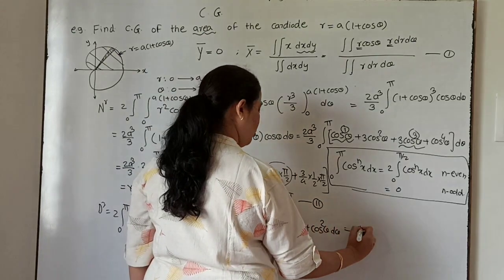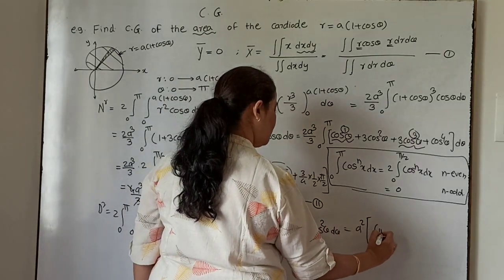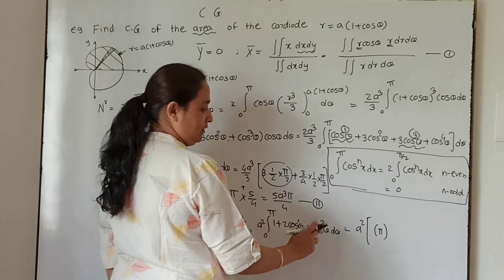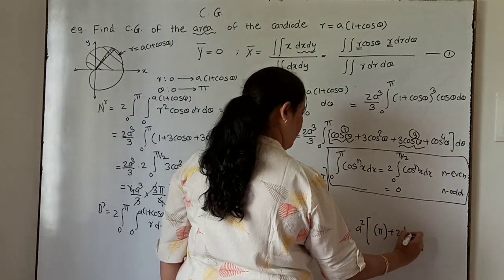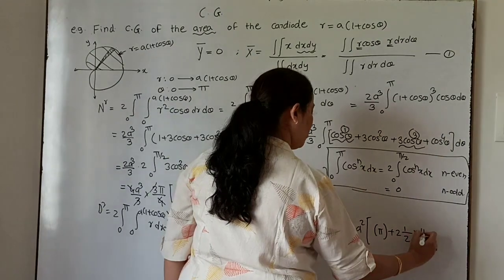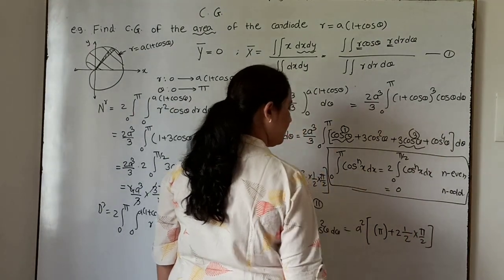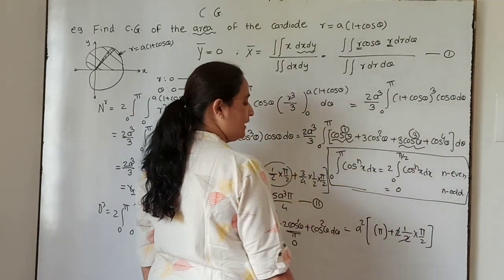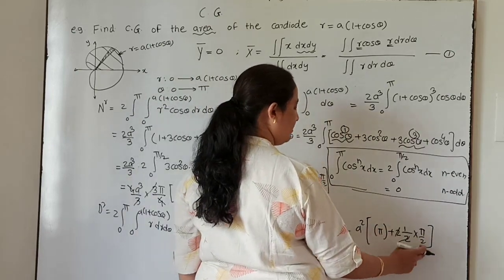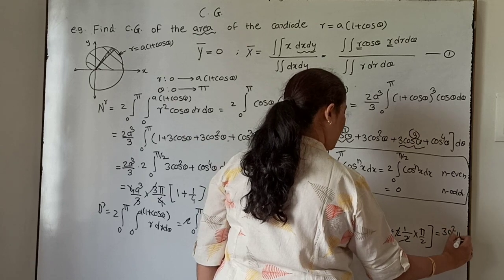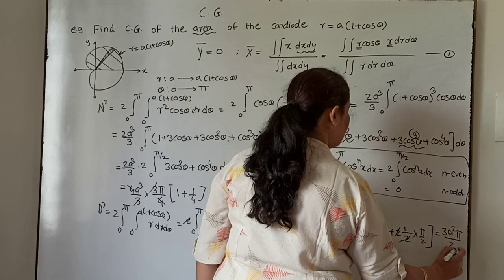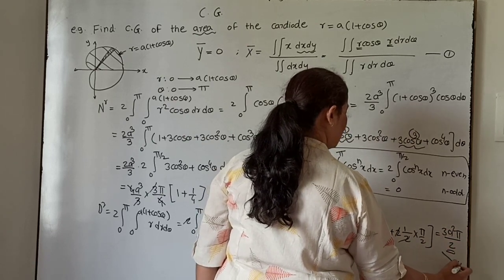So it is a square, integral of 1 is pi. For cos square theta it is an even function, so it is 2 into, for cos square theta if I apply the reduction formula, 1 by 2 into pi by 2. This 2 will get cancelled. Pi plus pi by 2 is 3 pi by 2. So you get 3a square pi upon 2. We'll call this equation number 3.